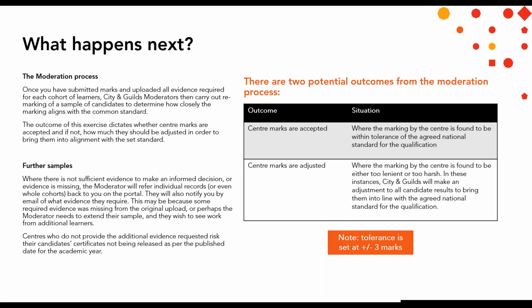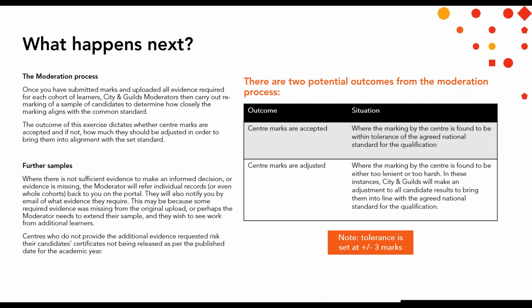There are two potential outcomes for moderation. Either we accept the centre's marks, and that's where the marking of the centre is found to be within tolerance of the agreed national standard for that qualification. Alternatively, the centre's marks could be adjusted. That might be where the moderator finds that the centre is either too lenient or too harsh, or a mix of being too lenient or too harsh within a whole synoptic assignment. In those instances, we will make an adjustment to all candidate results to bring them into line with the agreed national standard.